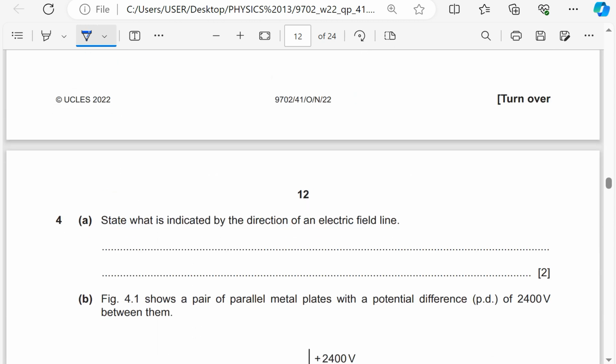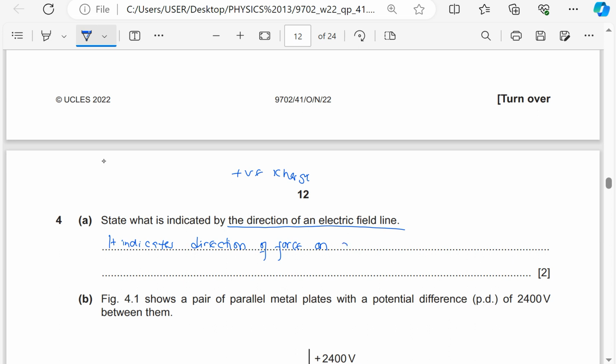Next is question 4, which is electric fields. State what is indicated by the direction of an electric field line. Of course, for electric fields, you should always be referring to a positive charge. So the direction of the electric field line indicates the direction of force on a positive charge.